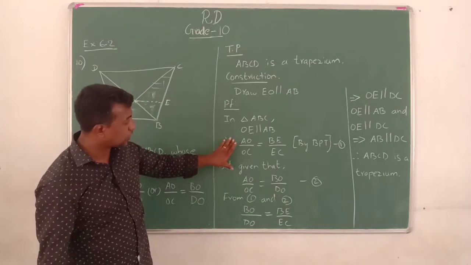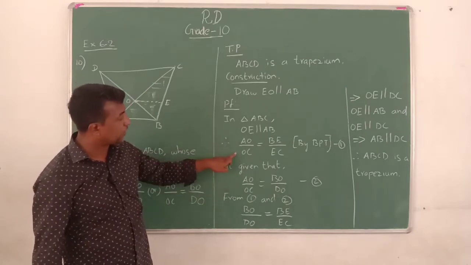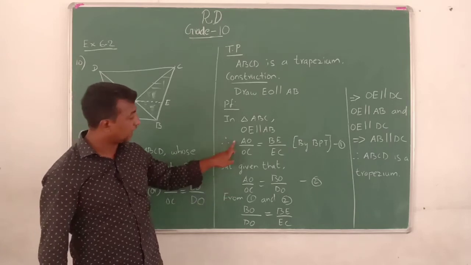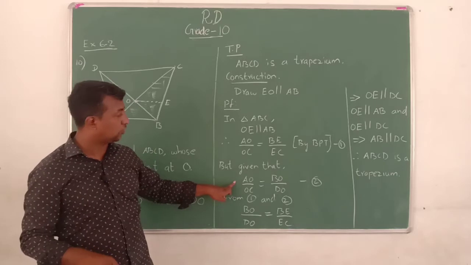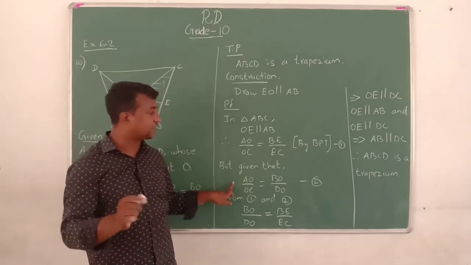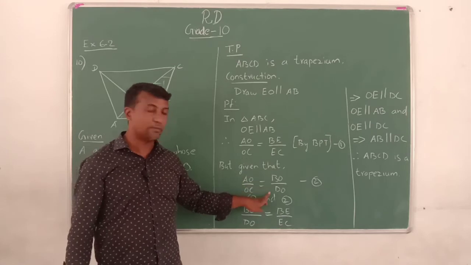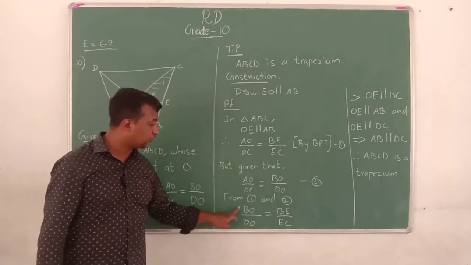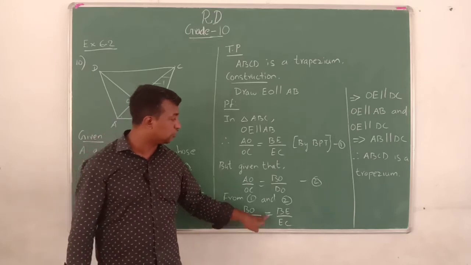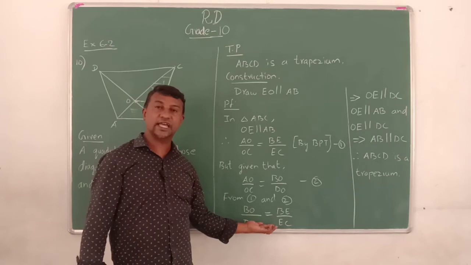Now compare equation 1 and equation 2. When we compare, just check the LHS: AO by OC, AO by OC. So the LHS is equal. What about the RHS? The RHS will also be equal. So from these two equations, can we say that BE by EC is equal to BO by DO? So we have compared these two equations and proved that BO by DO is equal to BE by EC.